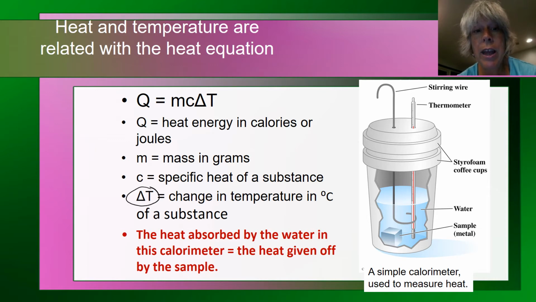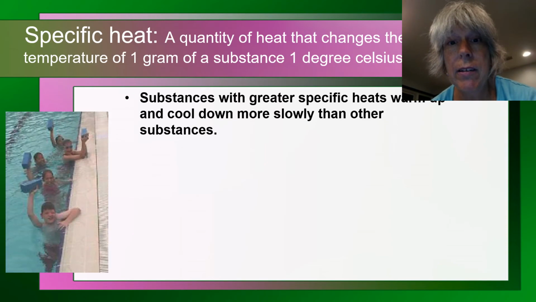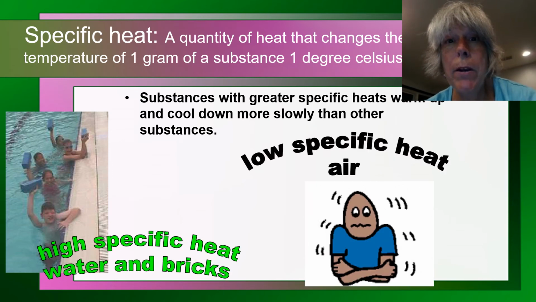Now, when you're looking at this symbol here, the delta and the T go together. That triangle is the Greek letter delta. In science, that Greek letter delta means change. Specific heat is the quantity of heat that changes the temperature of 1 gram of a substance by 1 degree Celsius. Substances that have greater specific heats warm up and cool down more slowly than other substances.